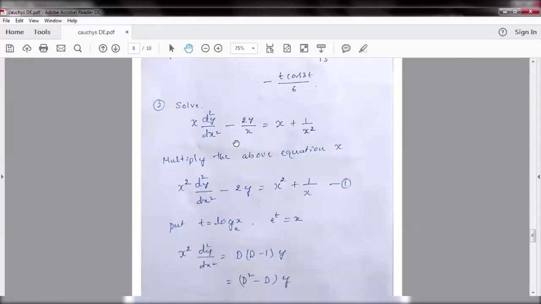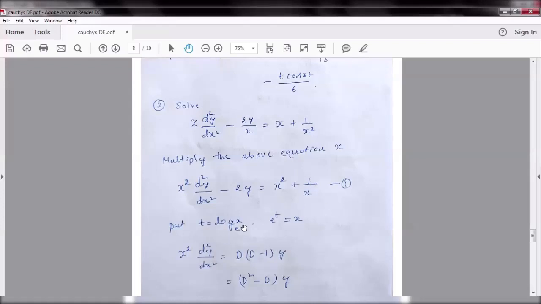x into d square y by dx square minus 2y by x equals x plus 1 by x square. Multiply the above equation by x. Why do we have to multiply this equation by x? Since we should have x square with the second order derivative. In order to make this x square, we multiply it by x. So it becomes x square d square y by dx square minus 2y equals x square plus 1 by x.